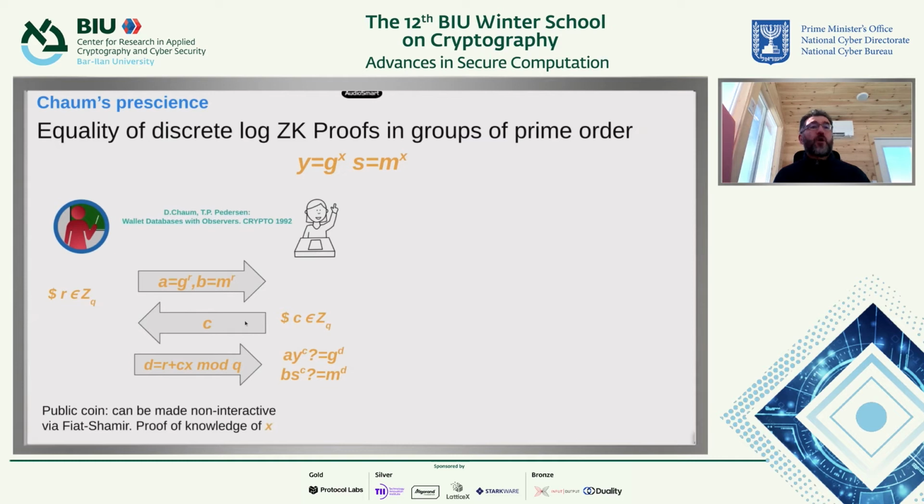This is a public coin proof. It can be made non-interactive via Shamir. Another very nice property is that it's a proof of knowledge of x.